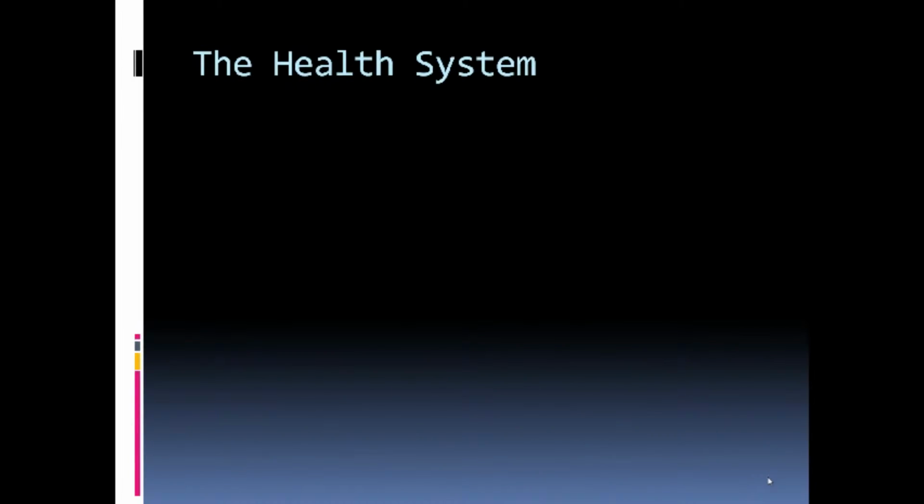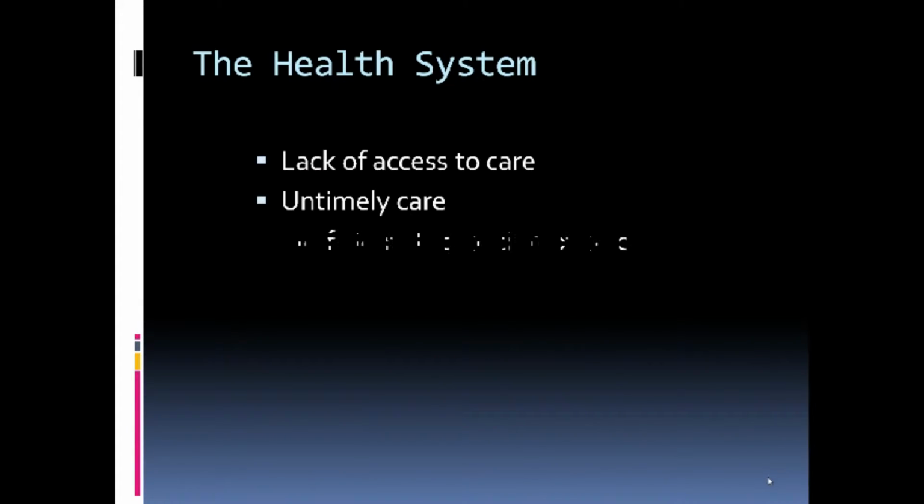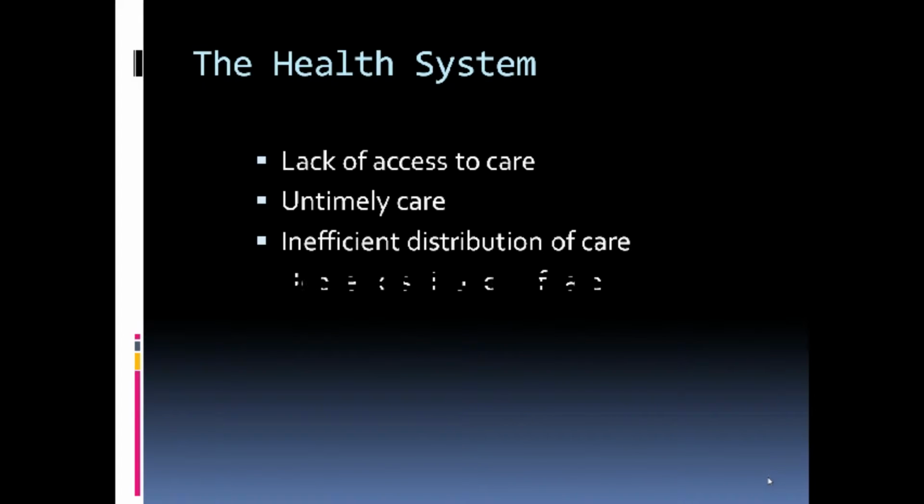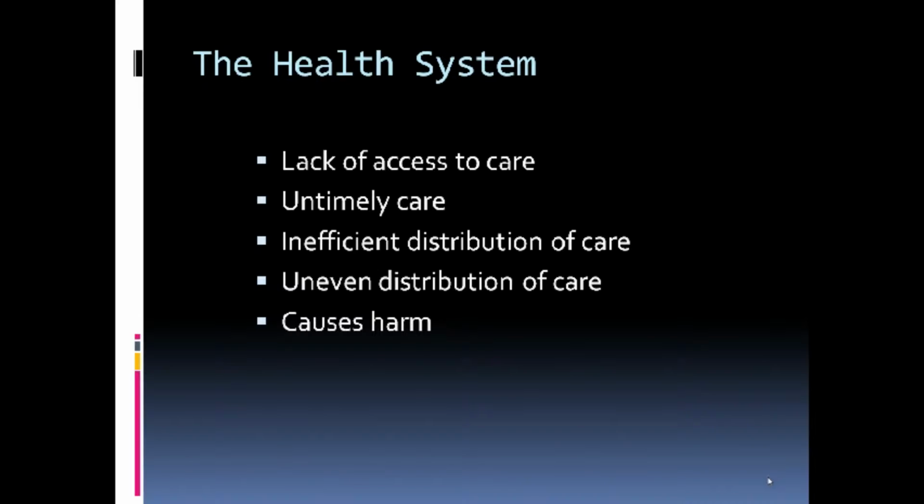Factors involving the health system itself include whether or not the patient understands and can navigate the existing system. One may have a lack of access to care, or care may be delivered too late. Many times our system of healthcare distributes services inefficiently and unevenly across populations. Some Americans receive worse care than other Americans.